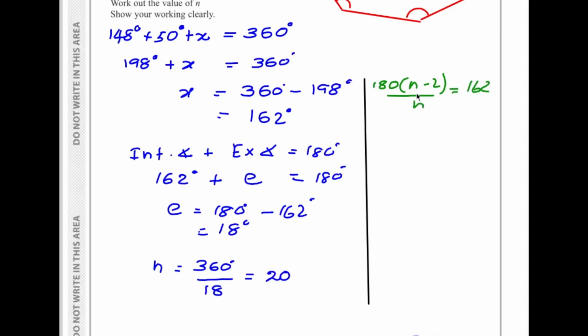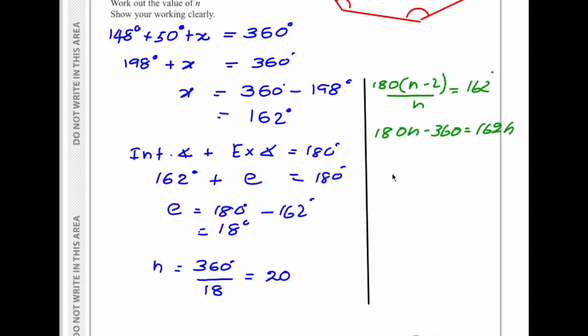Because this is the sum of the interior angles, and since this is a regular polygon, we can divide it by n. Then I'm getting one interior angle. Then I'm multiplying out the brackets, which becomes 180n minus 360 equals 162n.